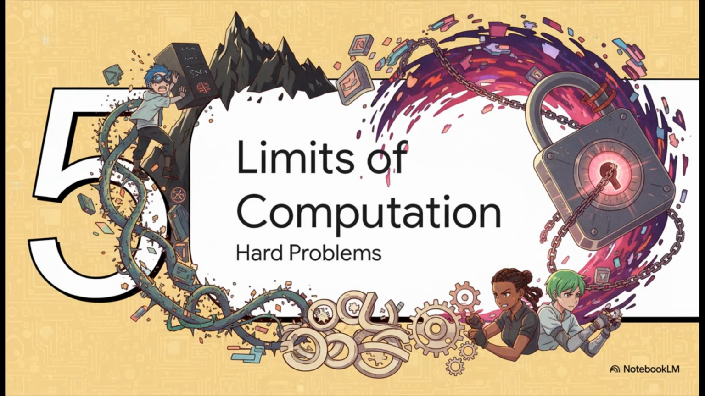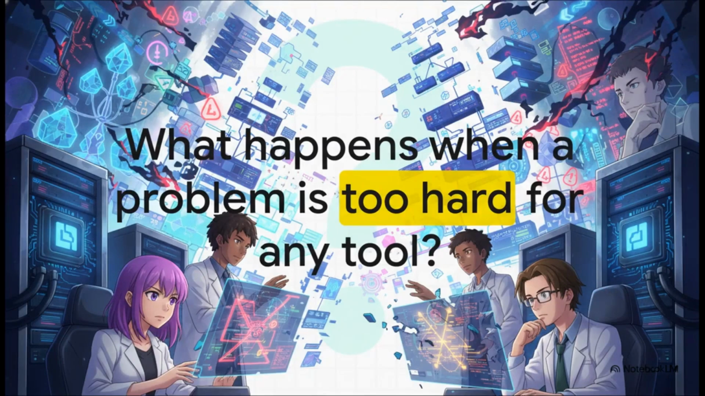Finally, we reach Section 5, the limits of computation. Look, we've explored some genuinely incredible tools today, but reality dictates that not everything has an easy fix. Let's talk about the absolute limits of what computers can actually do. Because you have to wonder, what happens when a problem is simply too hard, too complex for any algorithm, any clever data structure, or even the most powerful supercomputer on the planet? It's a bit of a sobering thought, but computers do actually have hard mathematical limits.